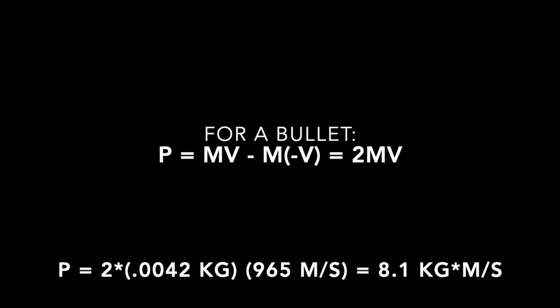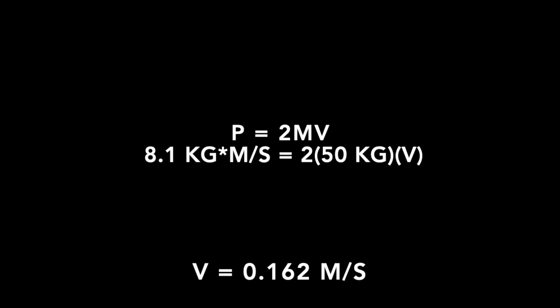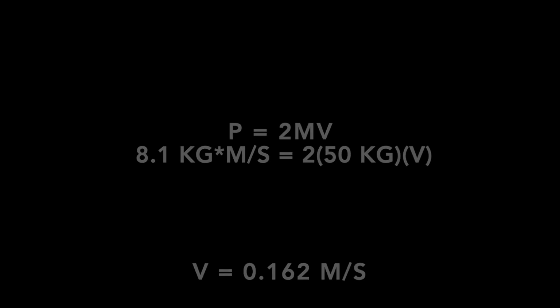Now, if the bullet experiences a change in momentum, Wonder Woman must experience the same change. Assuming she starts from rest, her final momentum would be 8.1 kilogram meters per second in the negative direction. Using a mass of 50 kilograms, which is an approximation, Wonder Woman would have a recoil velocity of 0.162 meters per second, or 0.36 miles per hour. That's super slow, and that's if she's on ice, which she isn't.